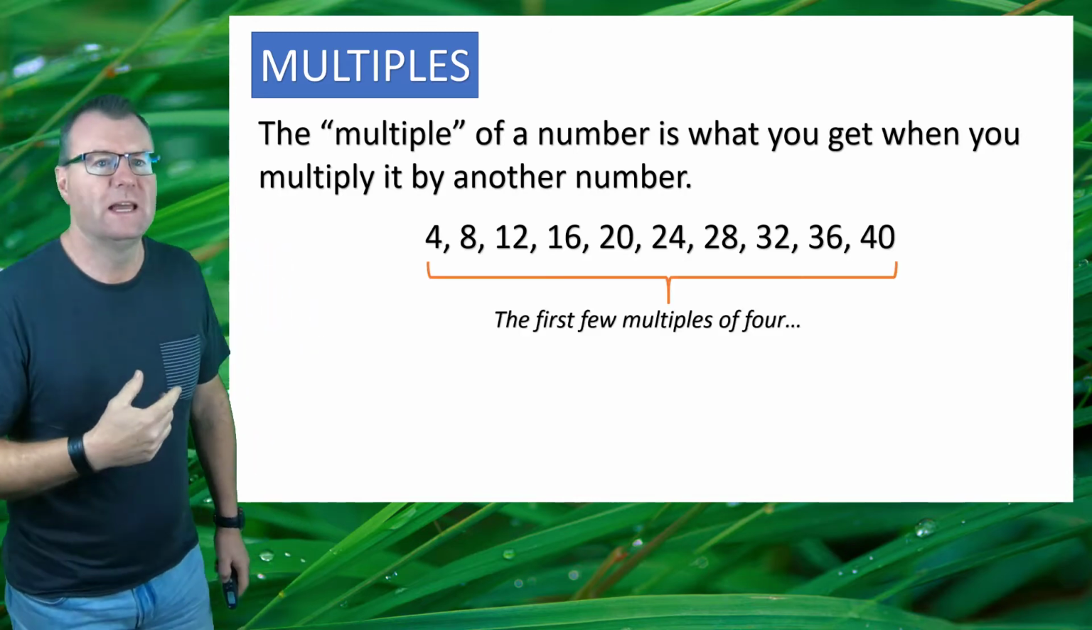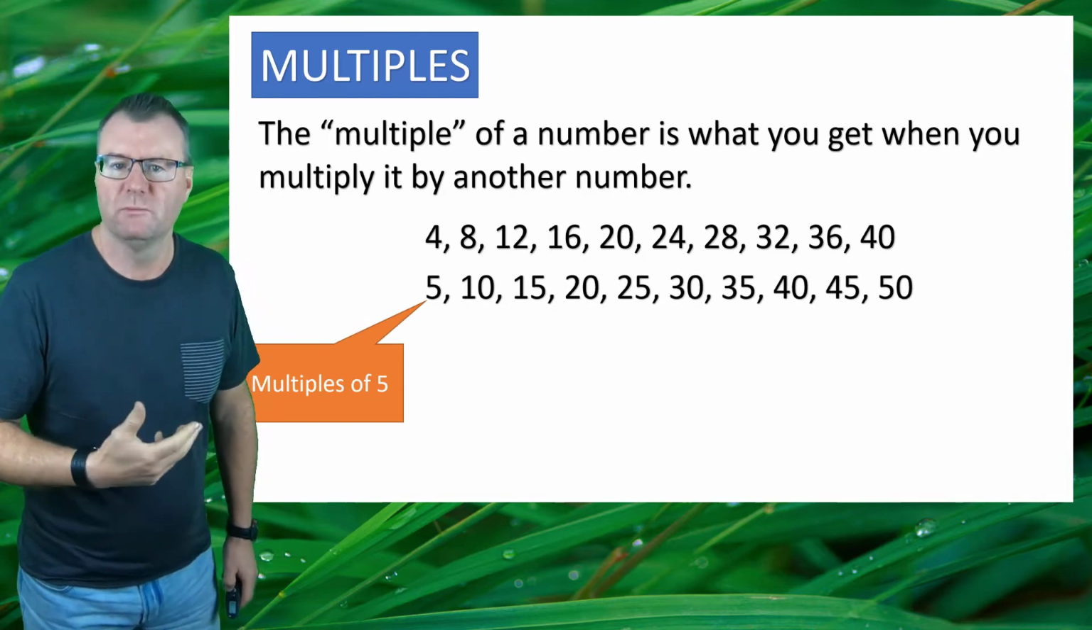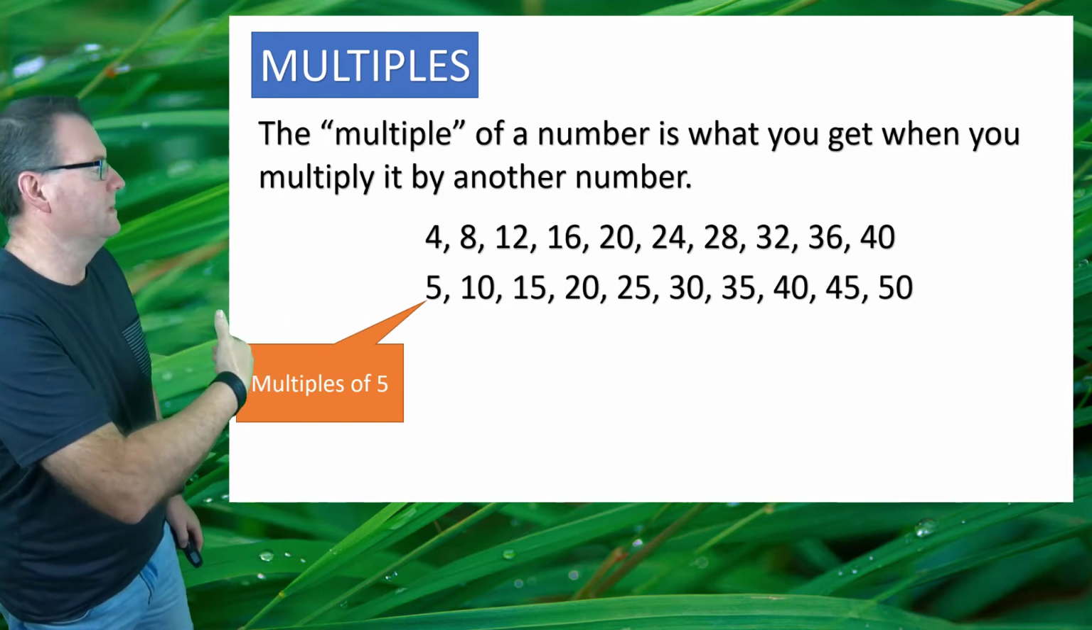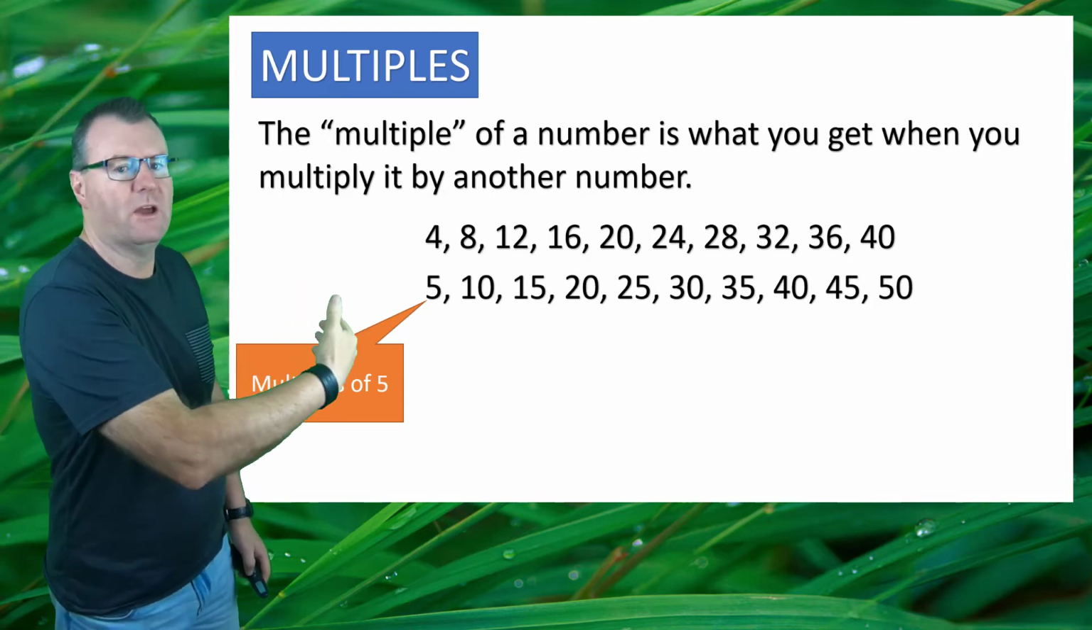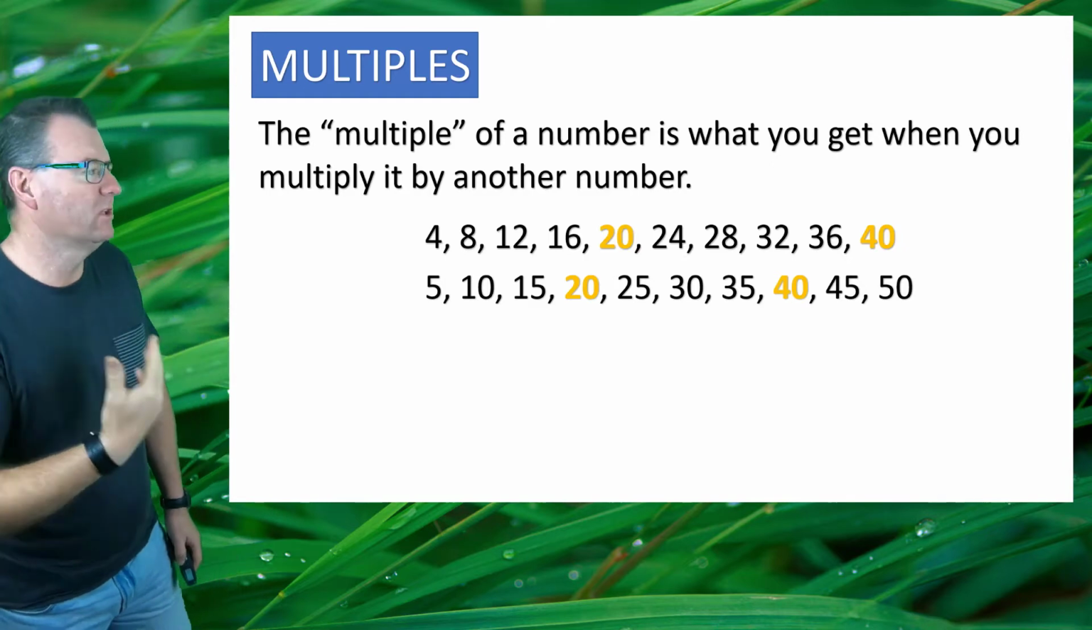What about if I did the same with 5? Let's go through and do multiples of 5. 5 times 1 gives me 5, times 2 gives me 10, 15, 20. You'll see they're going up by 5 every time, okay? So they are the multiples of 4 and 5.